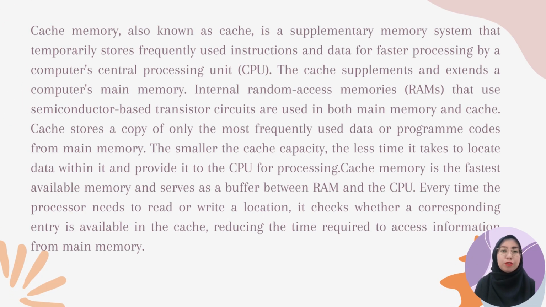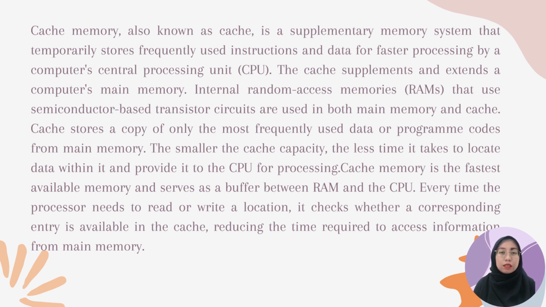Introduction of cache memory. Cache memory, also known as cache, is a supplementary memory system that temporarily stores frequently used instructions and data for processing by a computer's central processing unit (CPU). The cache supplements and extends a computer's main memory.